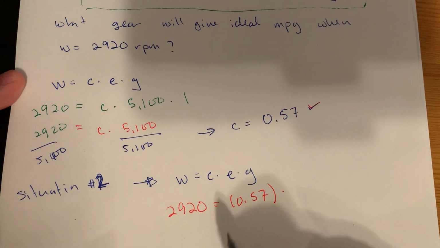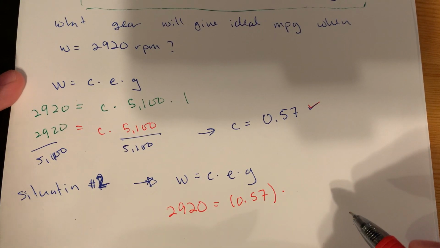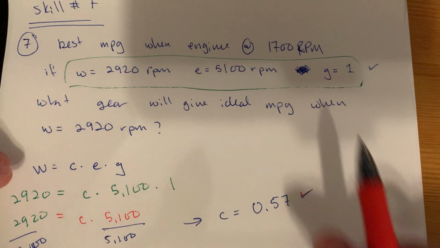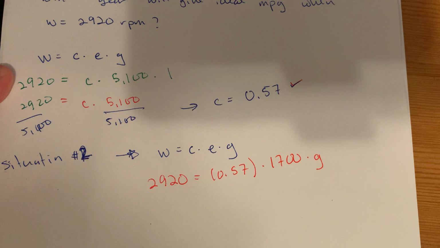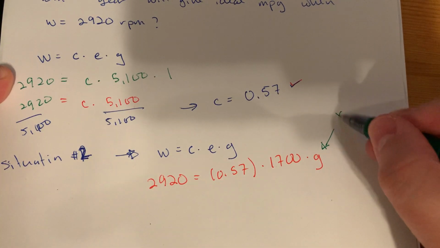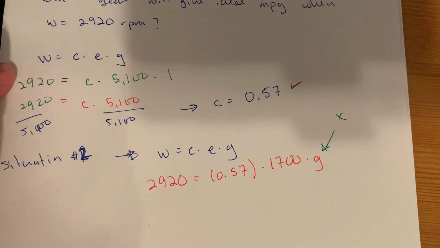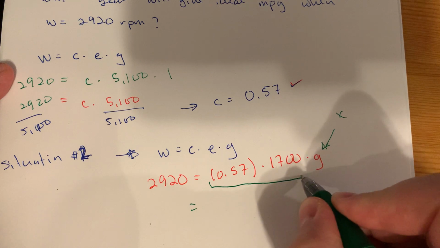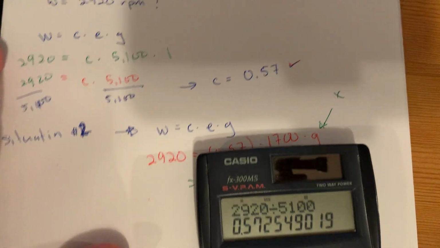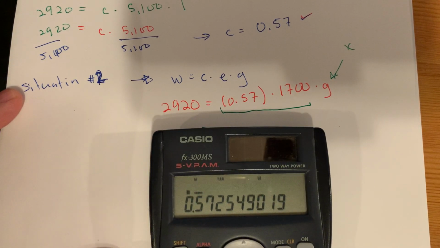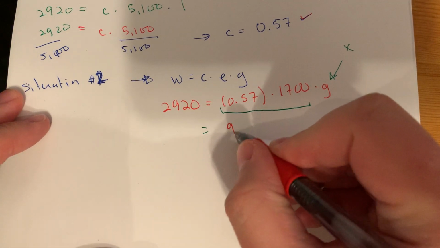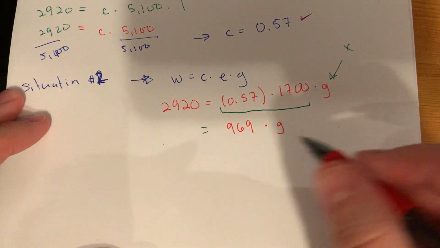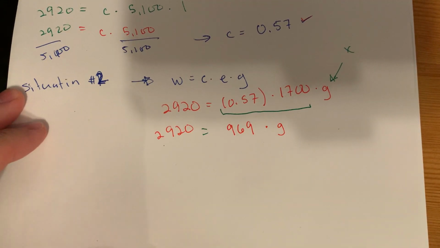So 2920 is the constant 0.57 times the engine speed, which we said our ideal is 1700, and that's times the gear. The gear is what I'm actually solving for, that's my X. So let's multiply 0.57 times 1700, which is 969, times the gear, with 2920 on the other side.